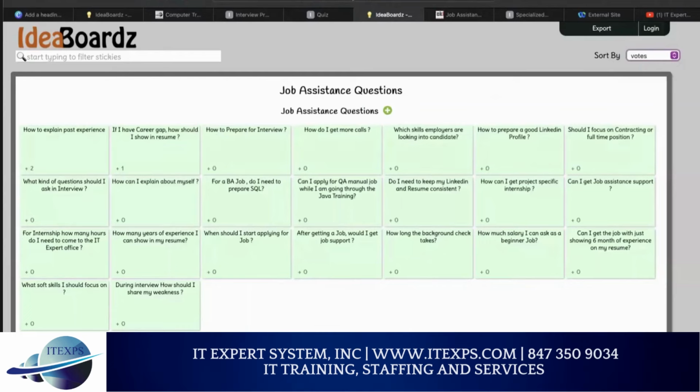So the first question is how to explain past experience. When you start the project, especially in an interview, they will ask you a question. The most important question in an interview will be, tell me more about yourself. That is one of the most important questions, and that question will set the tone. Remember, the first question will set the tone. Whether your interview goes successfully or not depends on the first question: tell me more about yourself.